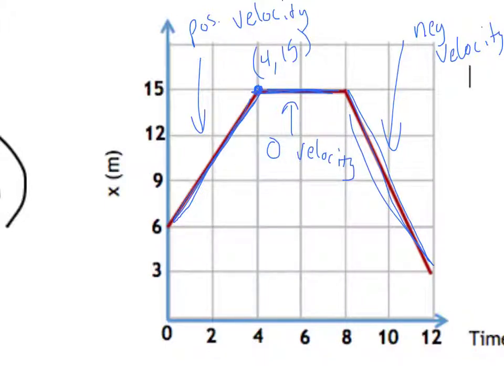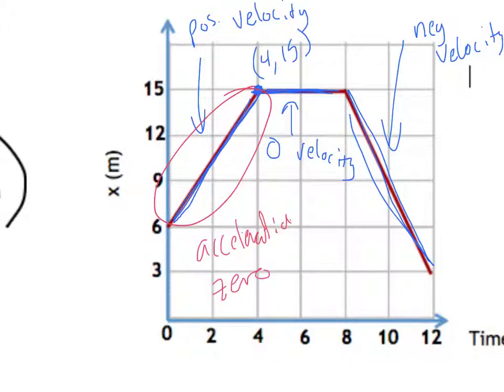We look at each individual leg. From here to here, the slope doesn't change. And if the slope doesn't change, that means acceleration must be 0. Well, that's true for every one of these points. We don't see a changing slope anywhere here. So if there's no changing slope, the acceleration is 0 all the time.